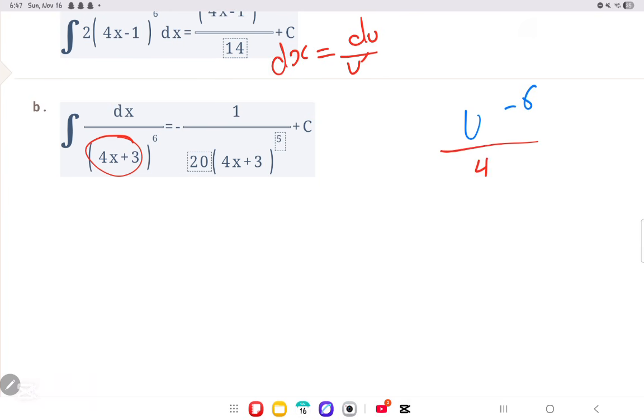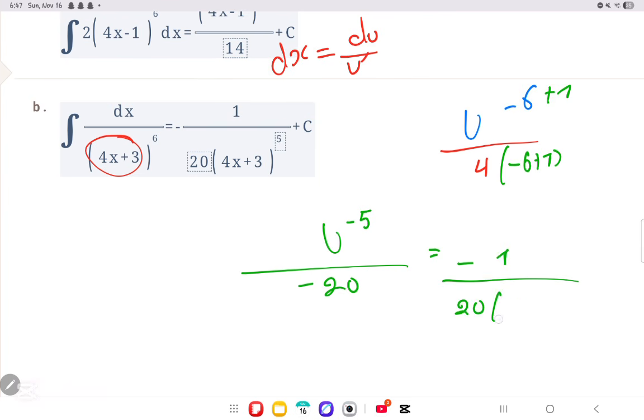What am I going to do now? I'm going to do the integration of u to the power of minus 6 over 4 du. So it's going to be what? It's going to be u to the power of minus 6 plus 1 over 4 times minus 6 plus 1. So it's going to be what? It's going to be u to the power of minus 5 over minus 20. So it's minus 1 over 20 times (4x plus 3) to the power of 5. And don't forget, plus c.